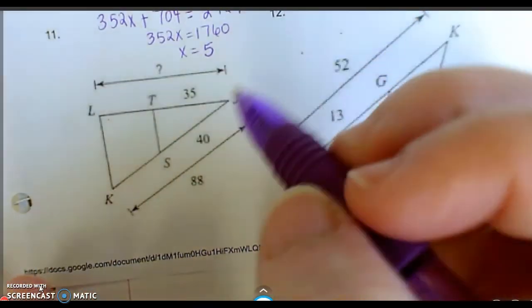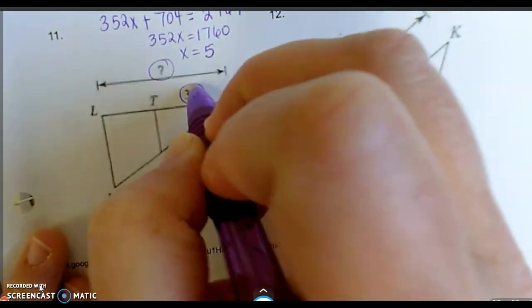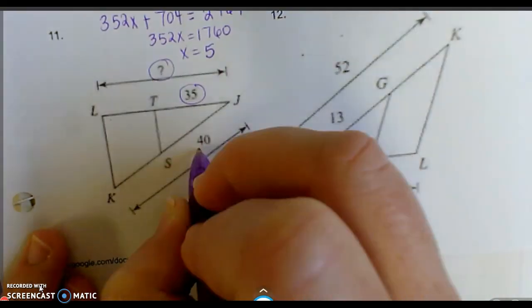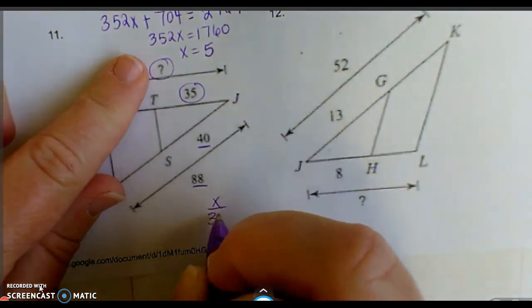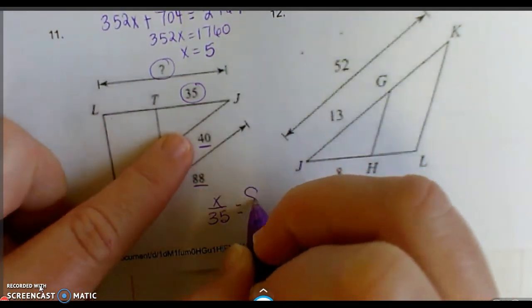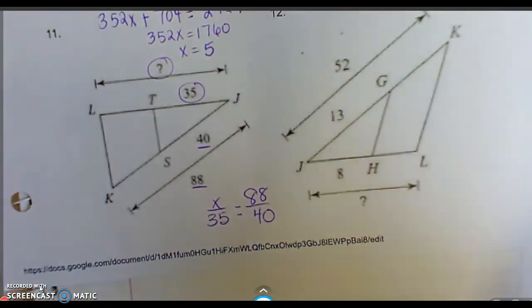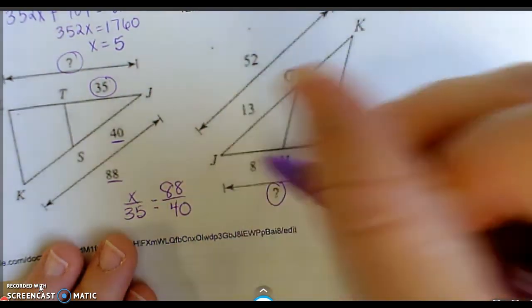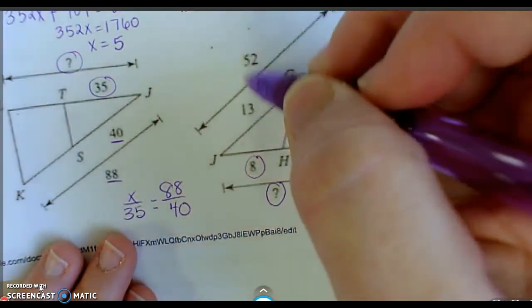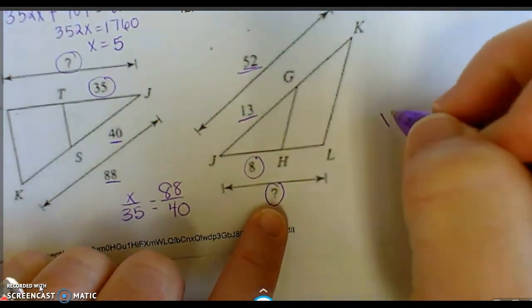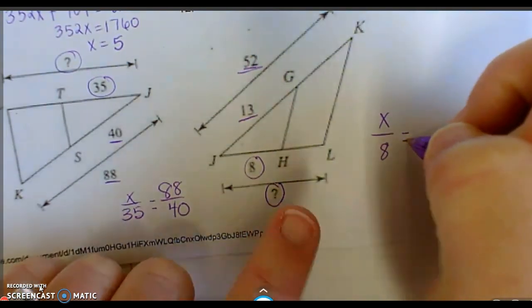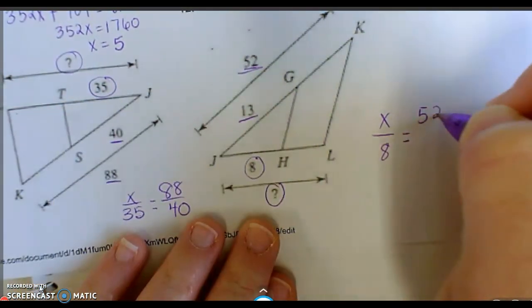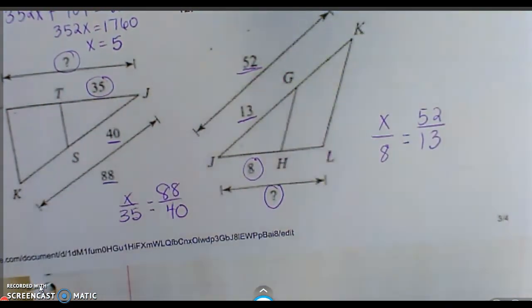Very quickly, let's just set them up. We've got a big one and a little one, big one and little one. So x over 35 equals 88 over 40, and then you could solve. On this one, x is the big side here, so there's the little one. That means we're going to use these two, so we have x over 8 equals, I started with the big, so I got to start with the big. And then there's how you set it up.